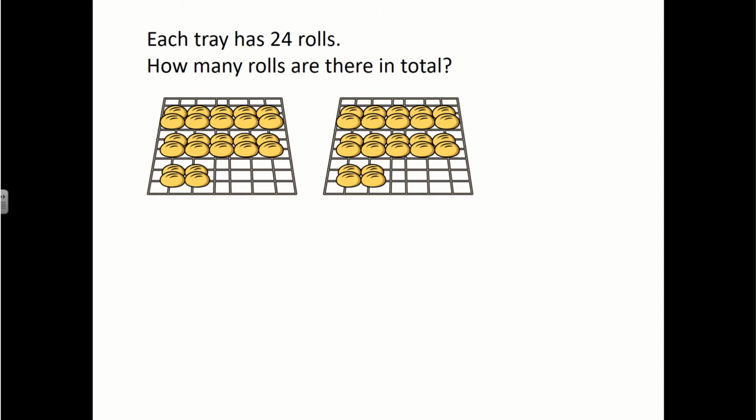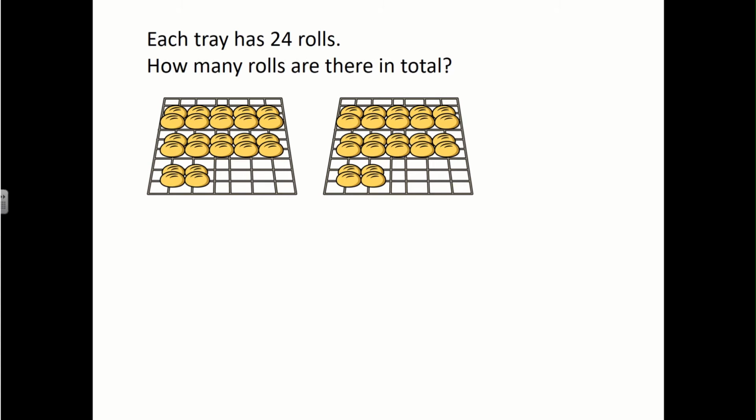Once children are more confident with their times table calculations, we'll move on to looking at 2-digit numbers multiplied by a single digit when we're in year 3 and year 4. And we'll start off looking at this using pictures. So each tray here has 24 rolls, and I want to know how many rolls there are in total. So it's 24 plus 24, a repeated addition.